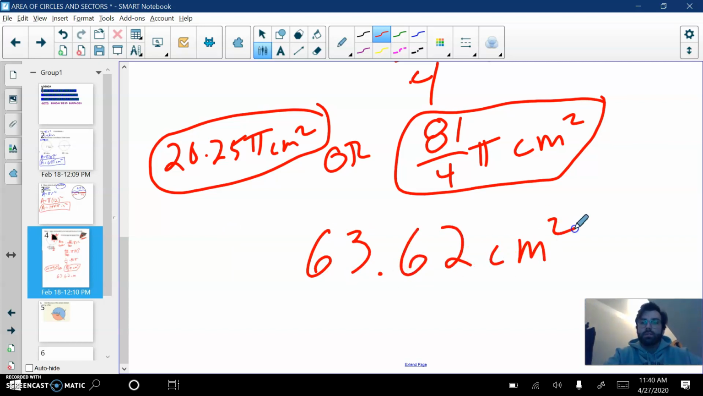63.62 centimeters squared. I can do that by multiplying the pi button, or I could say 20.25 times 3.14. Sometimes if you don't have a scientific calculator, that's a workaround. However, if you did 20.25 times 3.14, you get 63.58, which isn't exactly the same thing as here. It's a couple decimal points off. Your book, when you're checking your work, may not count that as correct.